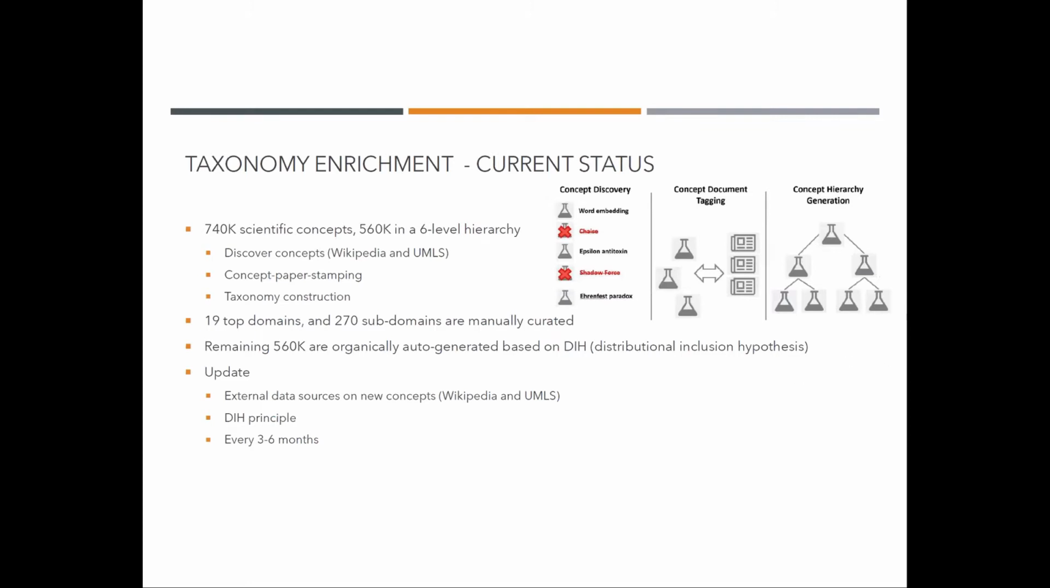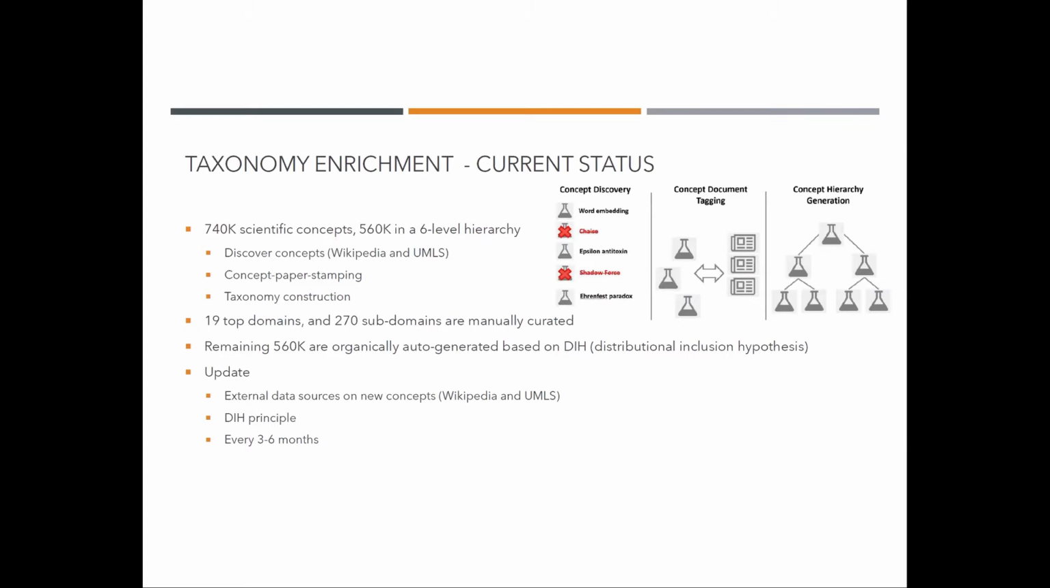So you can consider that in the current MAG project, one of the core capabilities is to leverage computing power to understand and organize all the academic publications. To achieve this goal, currently we use a 3-step approach. The first one is we discover a comprehensive list of scientific concepts from some external data sources, such as Wikipedia or the Unified Medical Language System, the UMLS.